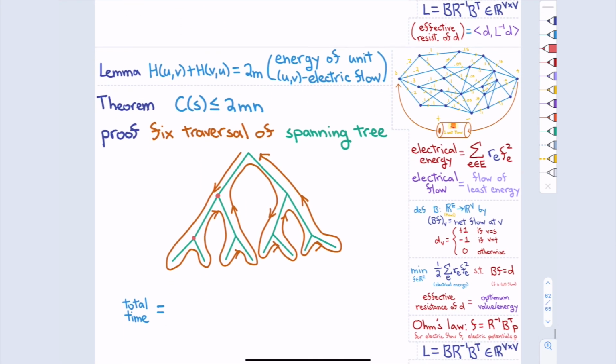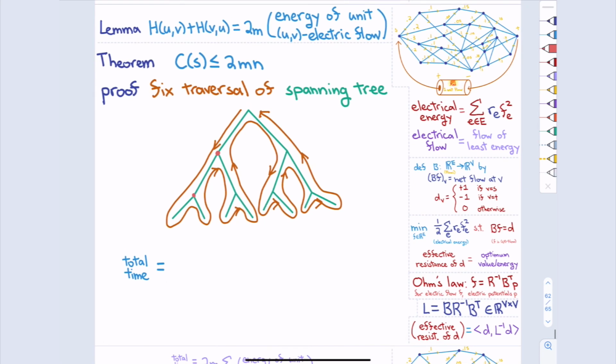So let's fix a spanning tree of the graph. Take a spanning tree of the graph, okay? And fix a traversal of the spanning tree. Suppose I randomly walked around and I had to go from one vertex to the next, to the next, to the next. It takes a while to get to the next vertex, and I go back up the tree and back down the tree and back up. How long would it take a random walk to traverse this tree?